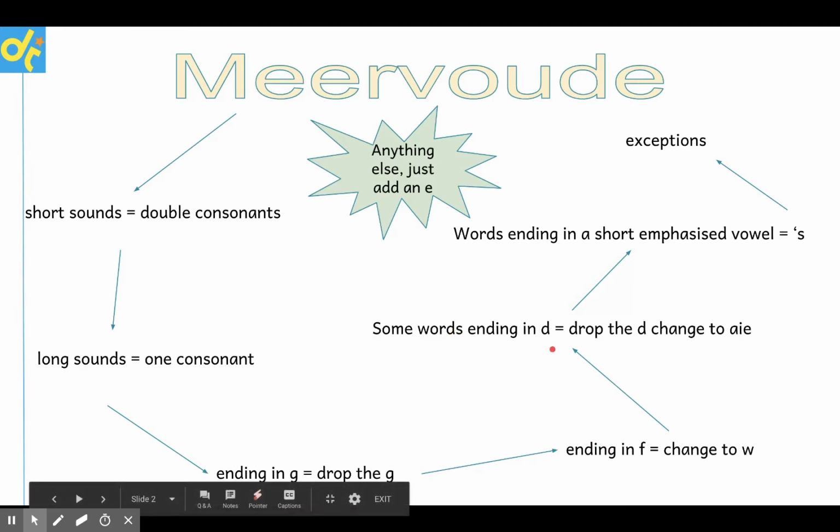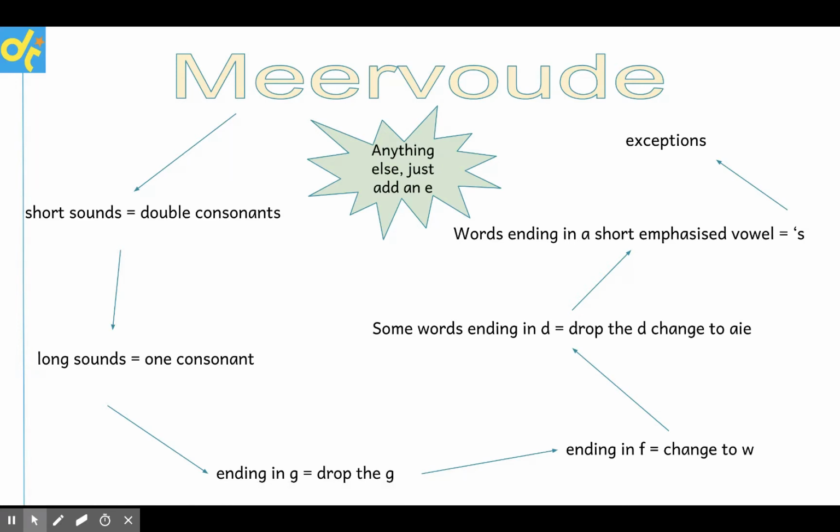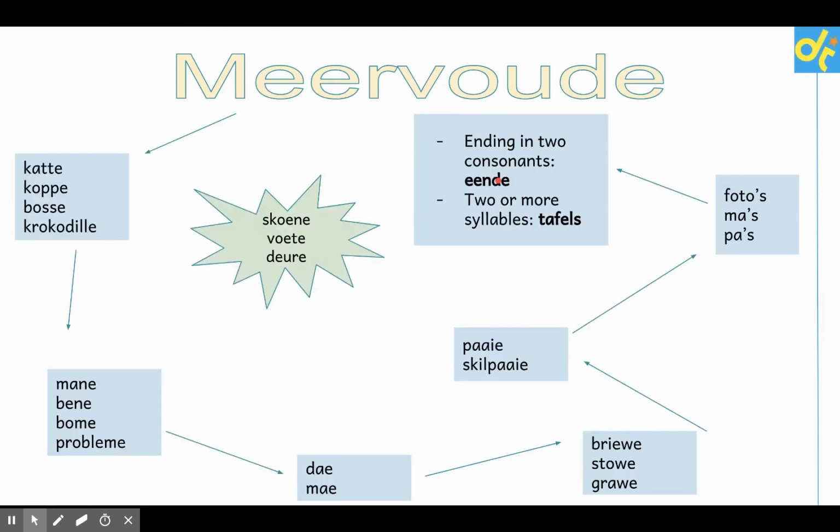Some words ending in D, you can drop the D to change to A, I, E. And yes, there are exceptions to the rule, and yes, there are those ones. Don't forget that the majority of the time, if you learn your exceptions, the rest of it can be applied by rules. Words ending in a short emphasized vowel, only then you put an apostrophe S, and then you get your exceptions. Anything else, you just add an E. If you're in doubt, just add an E.